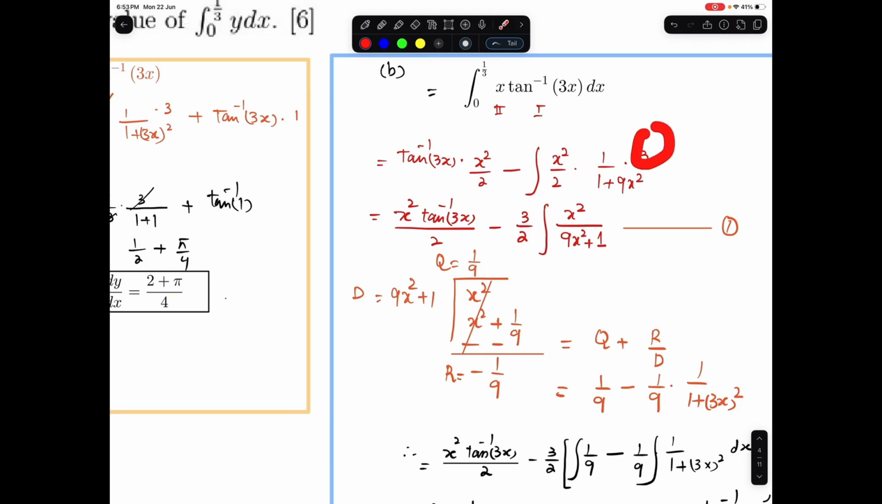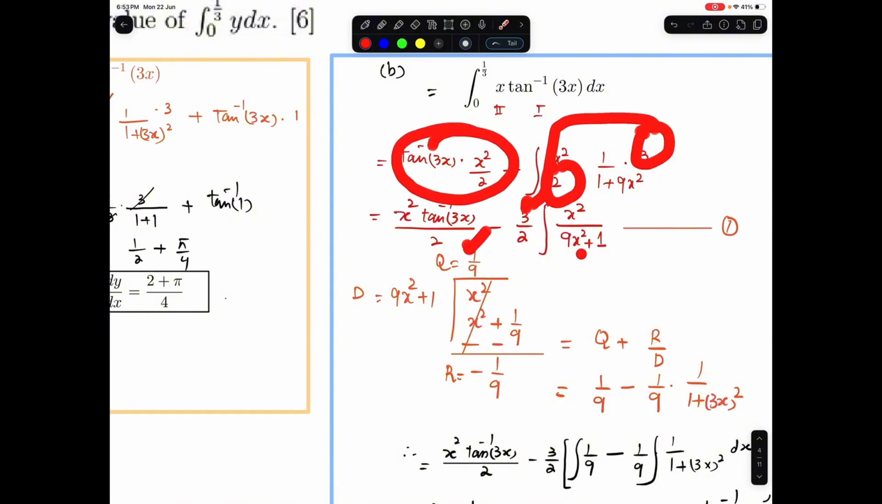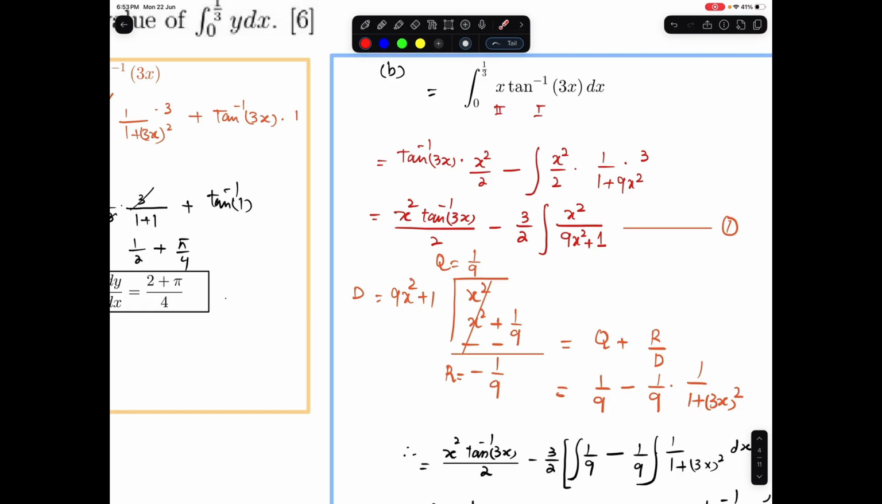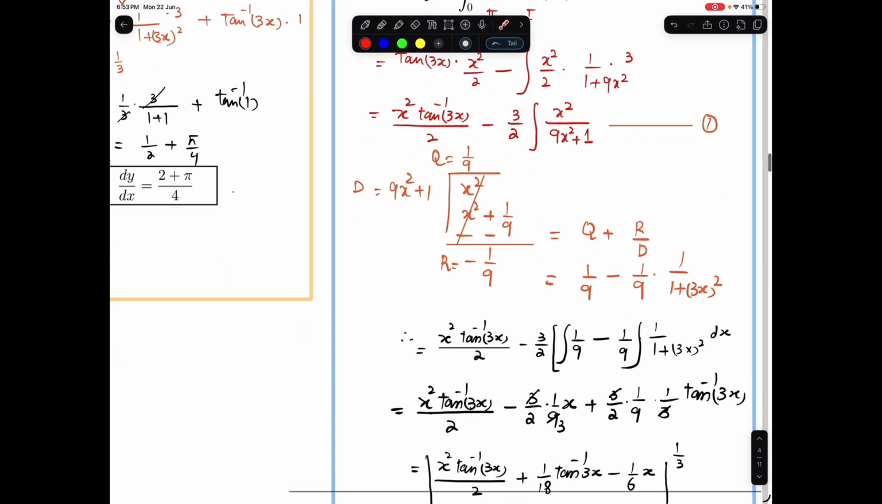So the constants we write outside first, simplify and rearrange them a bit, and what remains with us is x square over 9x square plus 1. So this is basically an improper fraction. You then have to make the long division for its simplification.